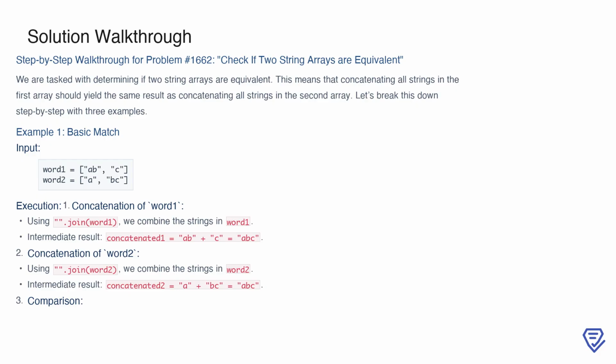Here, word1 is ["ab", "c"], and word2 is ["a", "bc"]. First, we concatenate all the strings in word1 using Python's join function. This combines ab and c to form the string abc. Similarly, for word2, we concatenate a and bc, which also results in the string abc. Now that we have the concatenated results from word1 and word2, we compare them. In this case, since abc is equal to abc, the result is true.